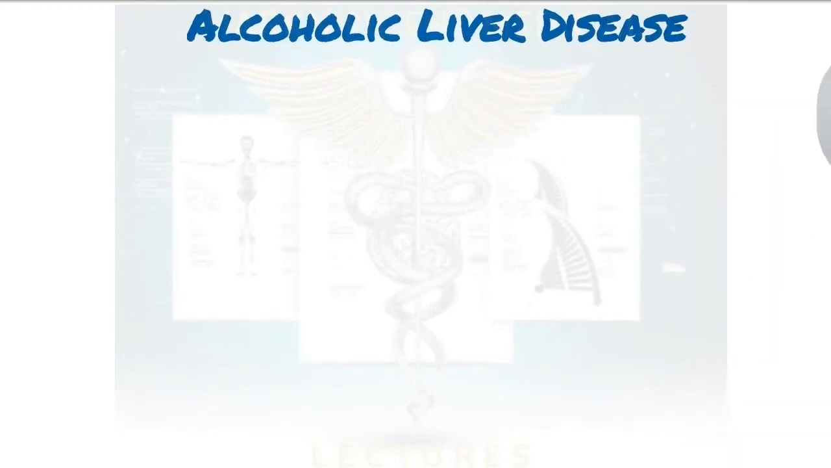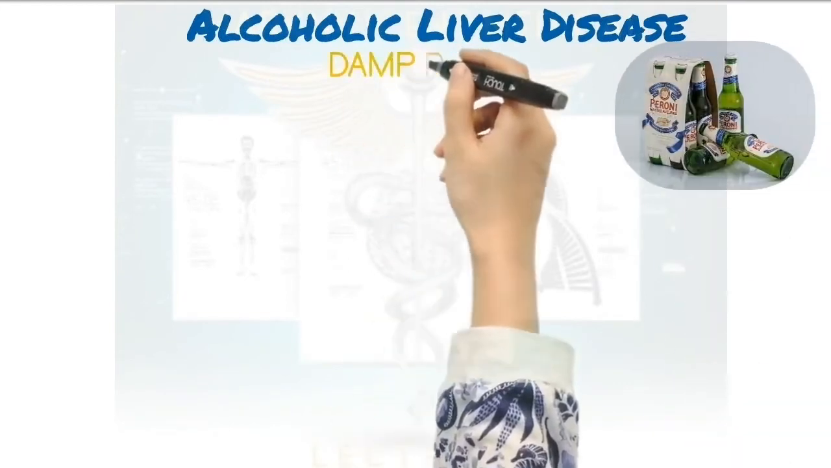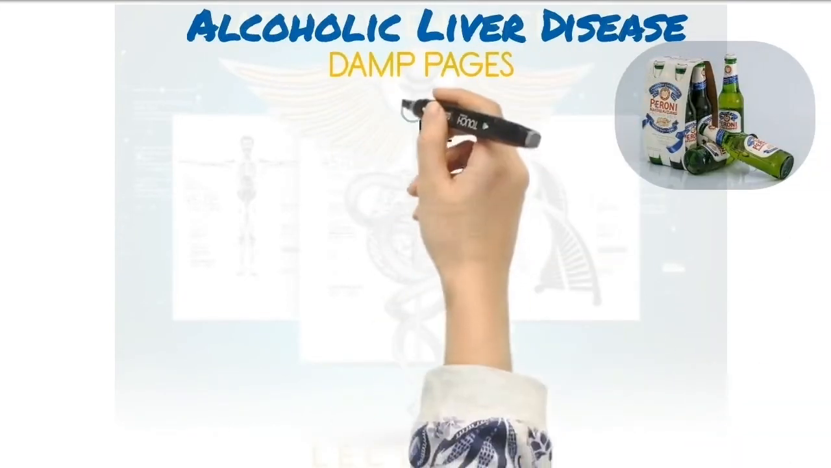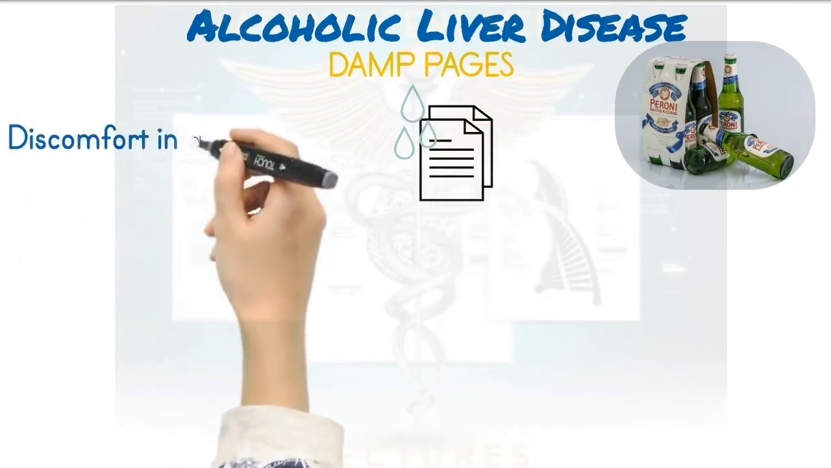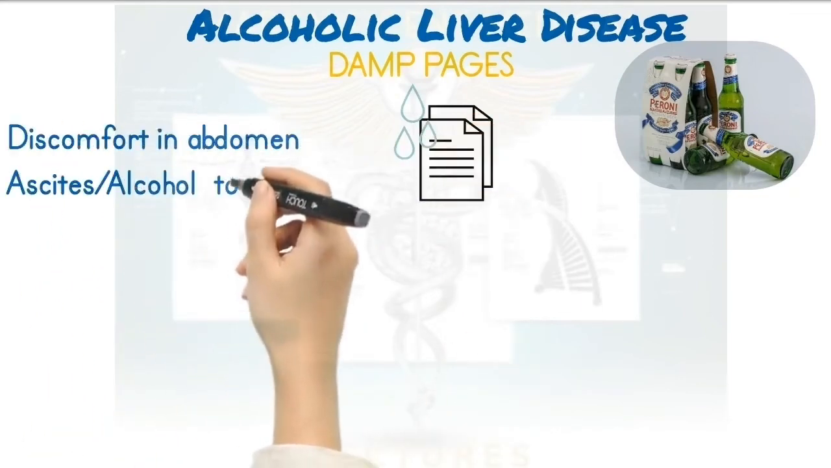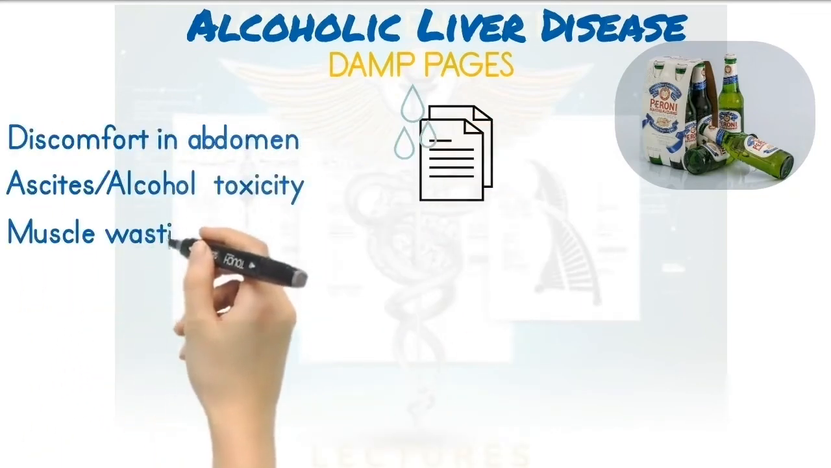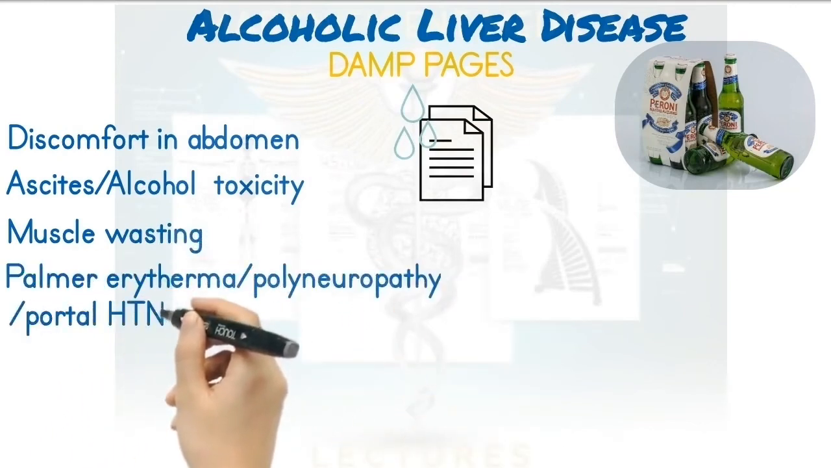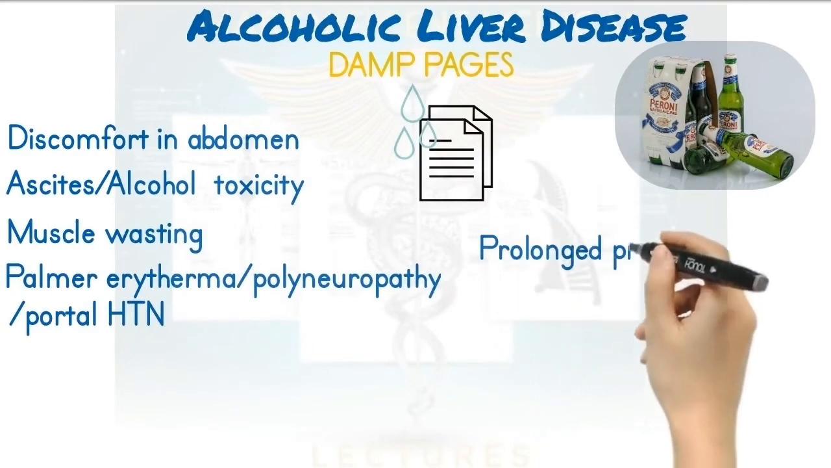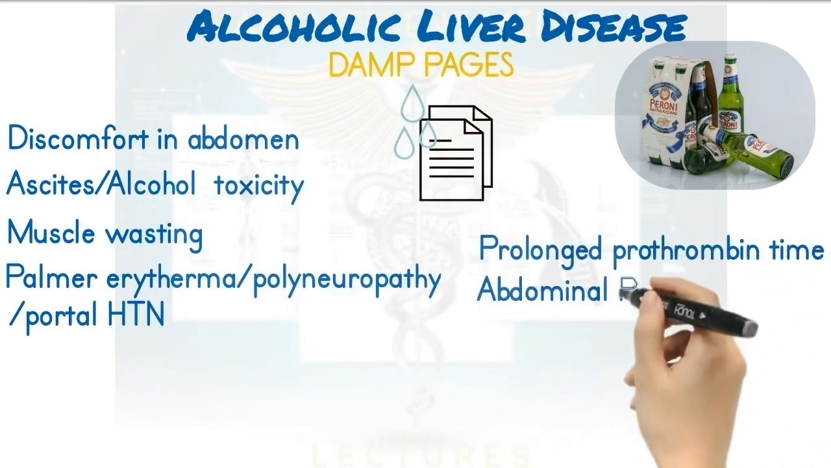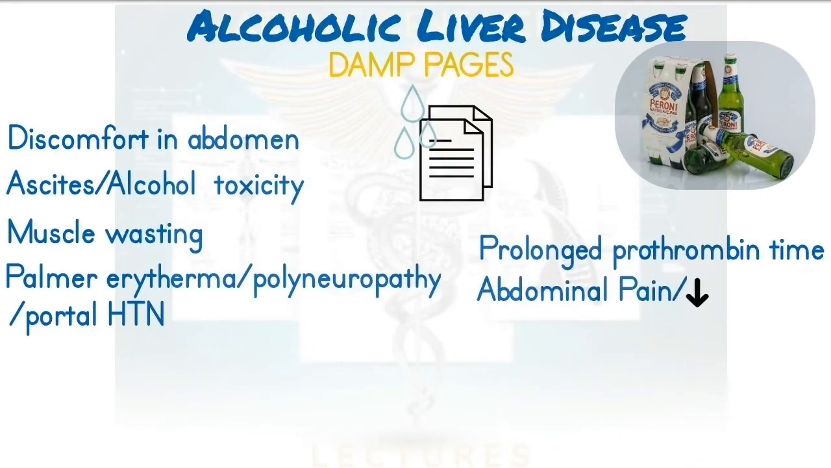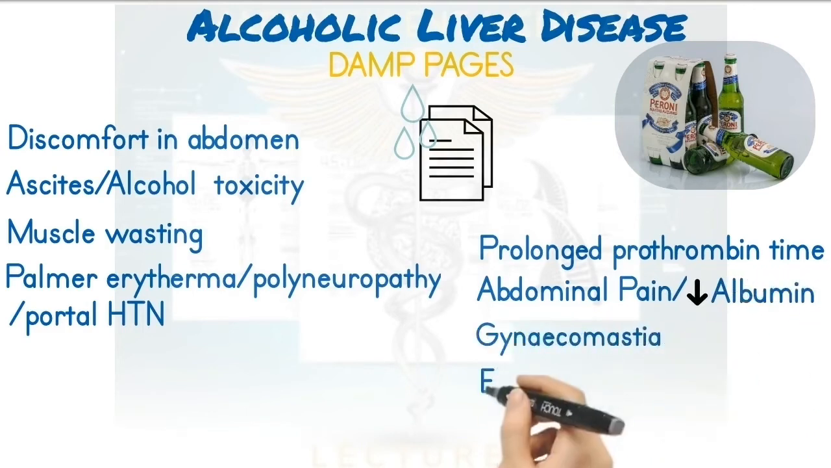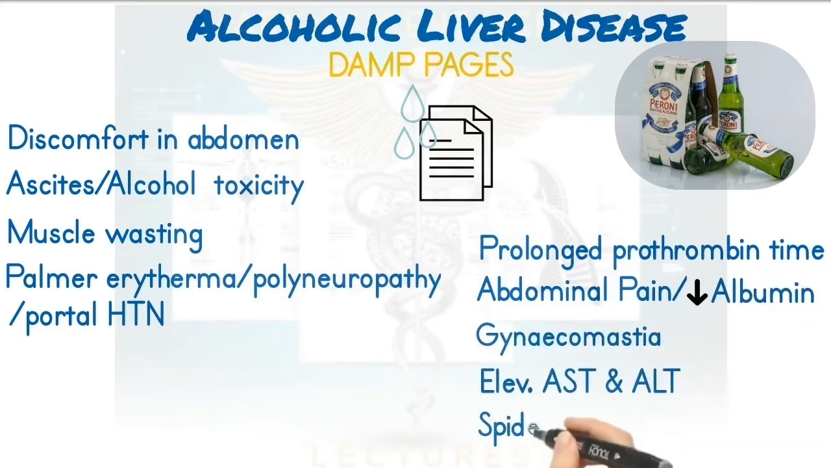Alcoholic liver disease. Mnemonic is damp pages. Discomfort in abdomen, ascites or alcohol toxicity, muscle wasting, portal hypertension, palmar erythema, and polyneuropathy. Prolonged prothrombin time, abdominal pain and decreased albumin. Gynecomastia, elevated AST and ALT, and spider angiomata.